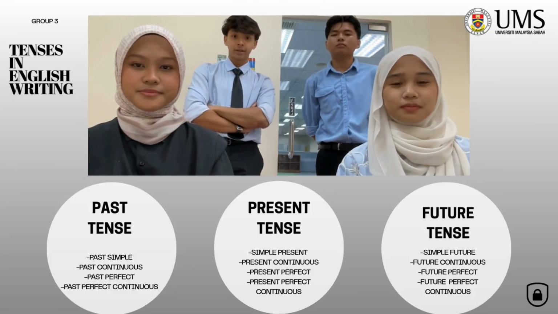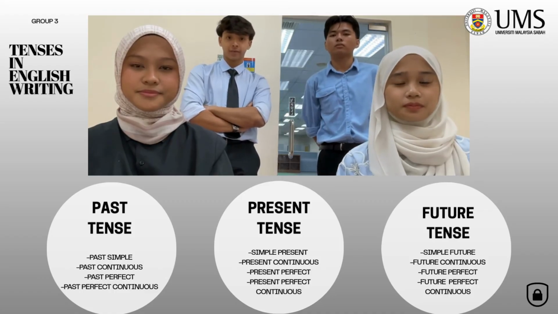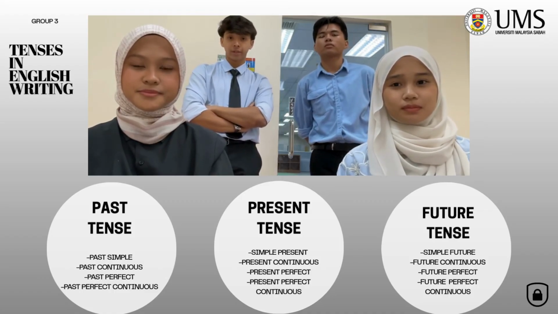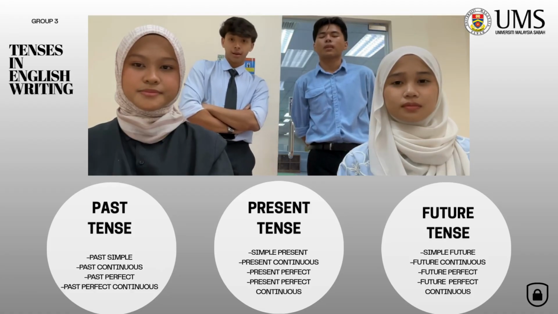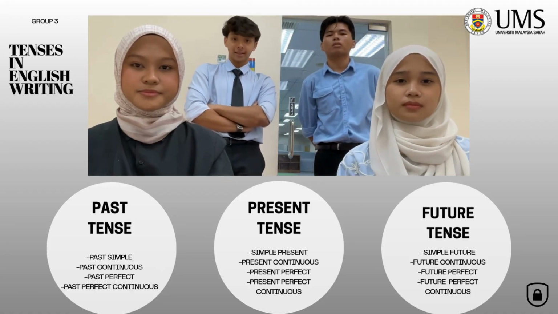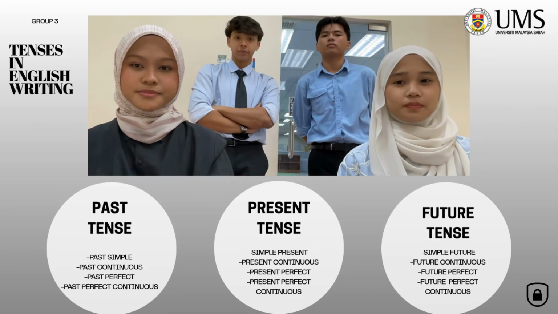And our group will present about tenses in English writing with a focus on artificial intelligence examples. In English, there are three main tenses: past, present, and future.